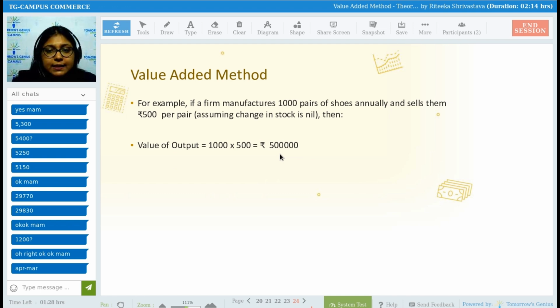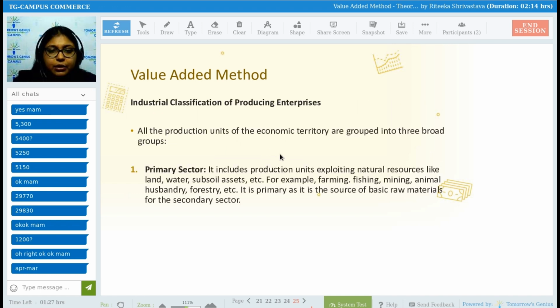Now, one example they have given. If a firm manufactures 1,000 pairs of shoes annually and sells them at 500 rupees, then what is the value of output? Manufacturing is 1,000 pairs and the price of a pair is 500 rupees. Then what would be the value of output? 1,000 into 500, that is 5 lakhs. Okay, we'll get it clearer, don't worry.